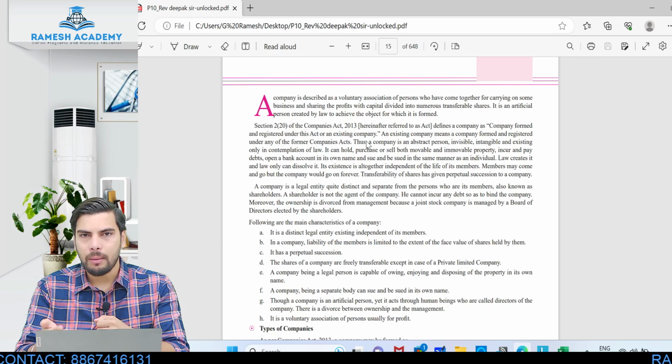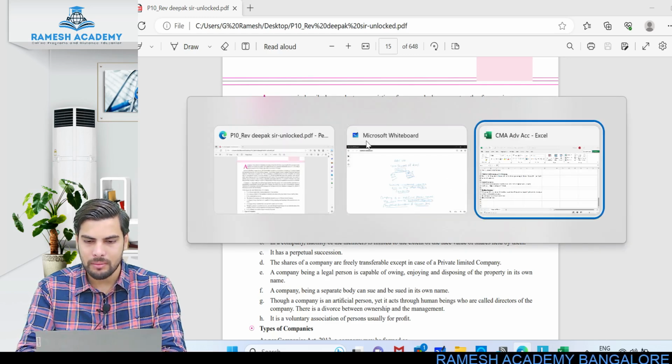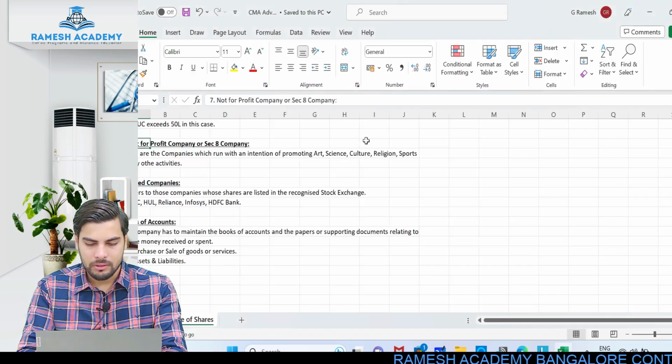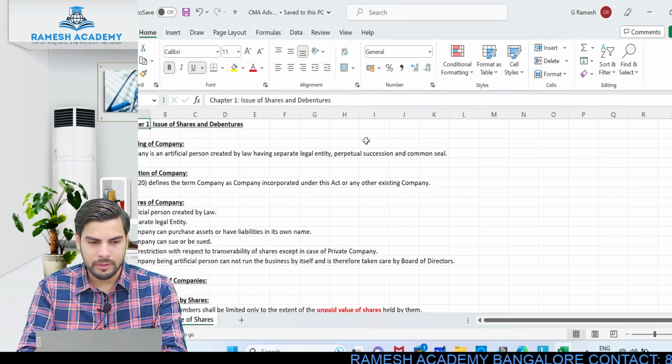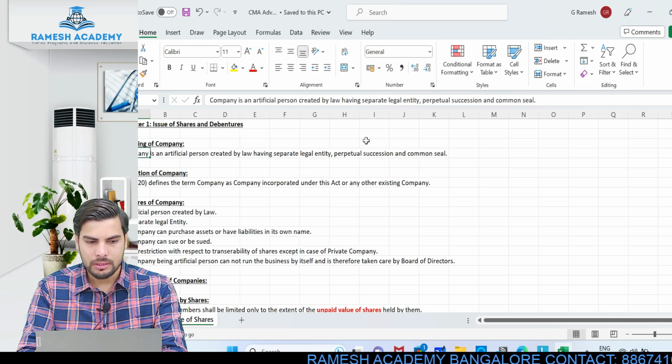So when it comes to company, what is a company? According to the definition, a company is nothing but a company which is registered under the existing act or any other previous law. All these things are available in the notes, and you will be able to get access to these notes. Look at this, this is the definition.